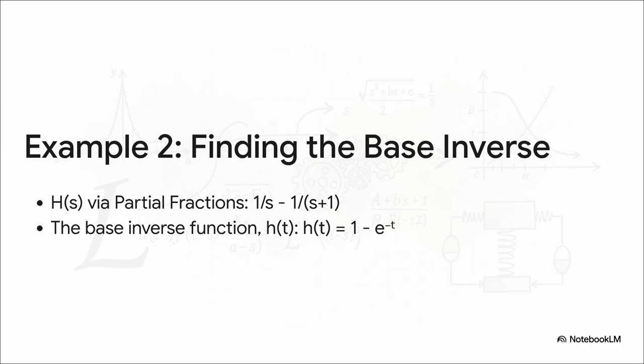So, just like before, we find the inverse of that common h of s. Partial fractions splits it into two simple terms, and their inverse transforms are super easy to look up. We get h of t equals 1 minus e to the minus t. This is the fundamental response of our system to a constant force being turned on.